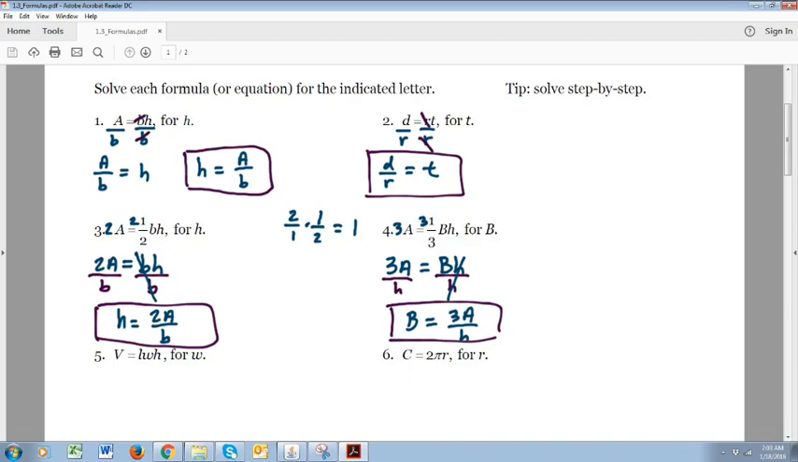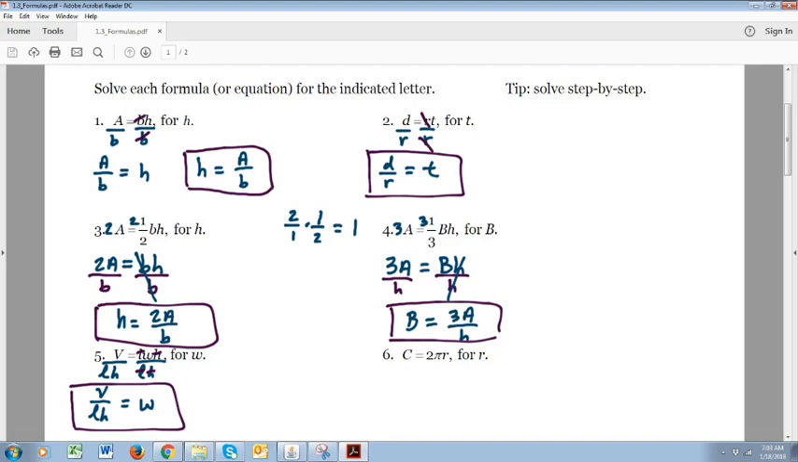Number 5. Well, let's see, we need to get rid of the L and the H, and this is all multiplication. So I'll need to divide by L. I'll need to divide by H. And let's do that on both sides. Notice the L's cancel, the H's cancel. We're left with just a W on the right. On the other side, you have V over LH, and that's what W is equal to. So again, try number 6, and then check the answer.